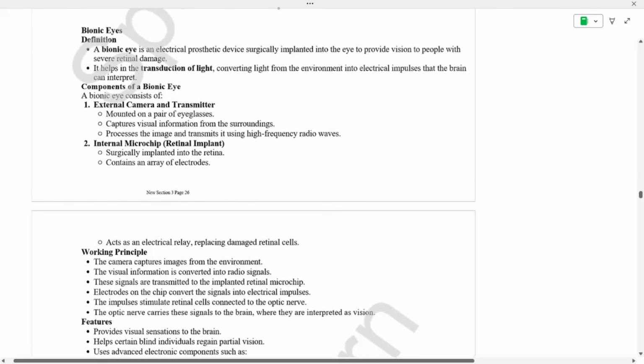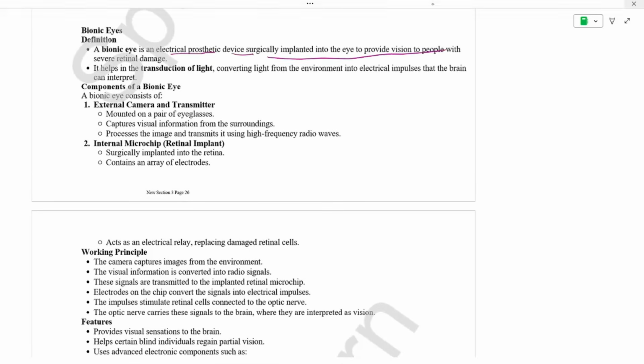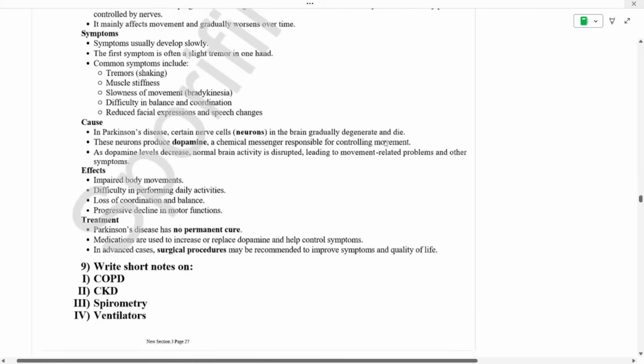Next is about the bionic eyes. It is an electrical prosthetic device surgically implanted in the eye, used when people have vision problems and when they have retinal damage. The working principle, features, everything I have given.